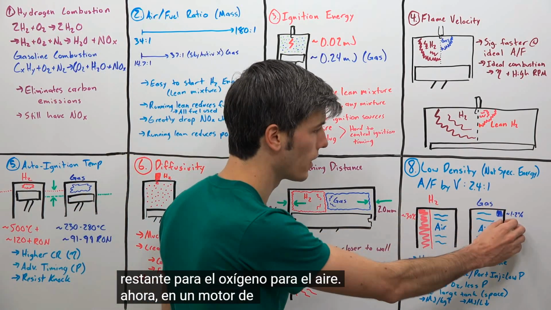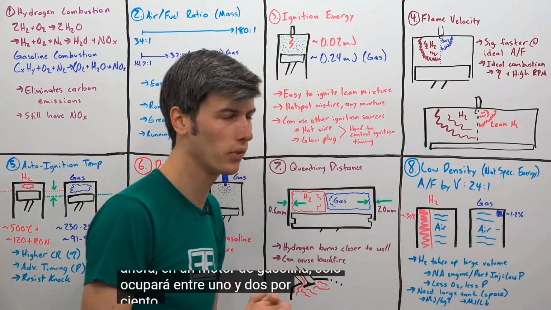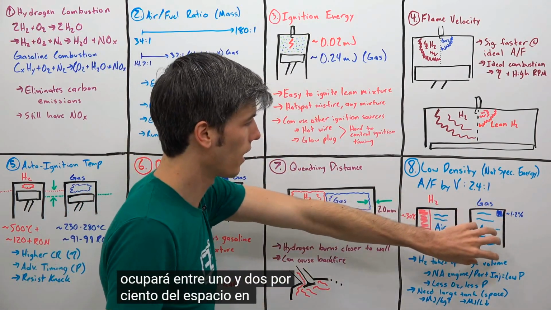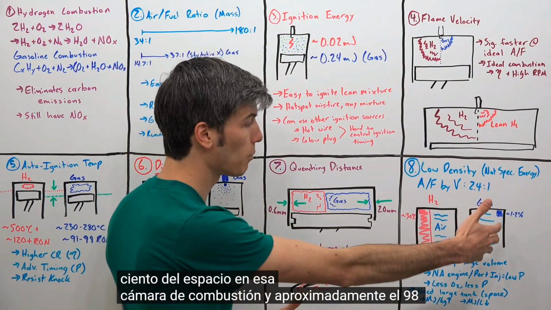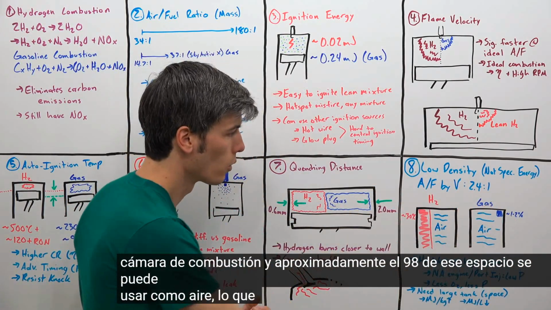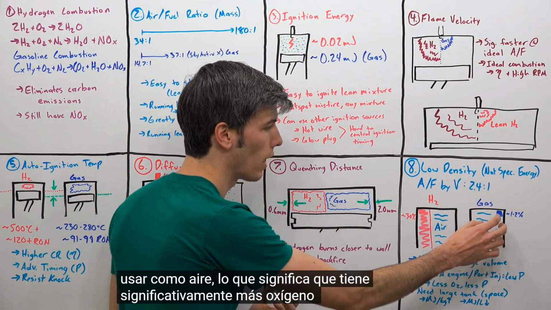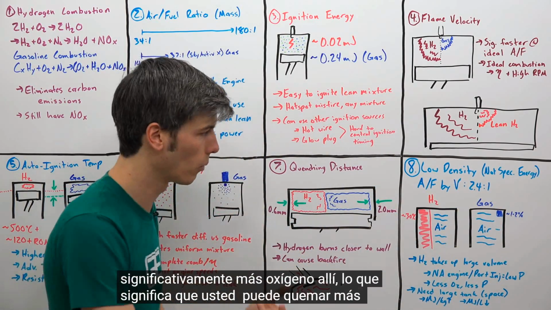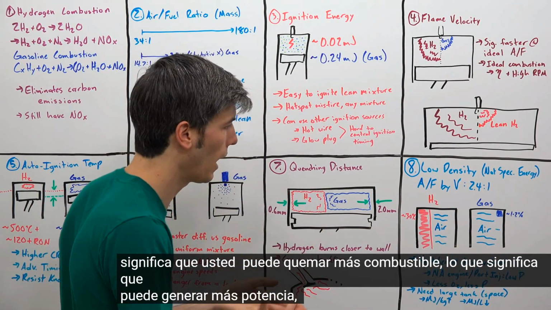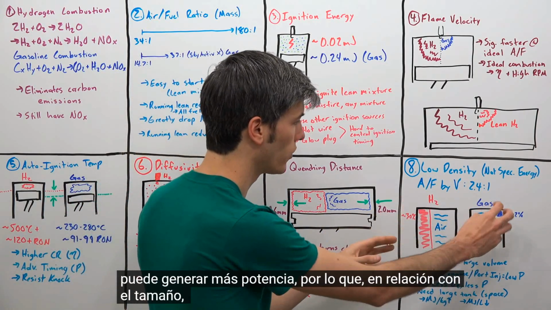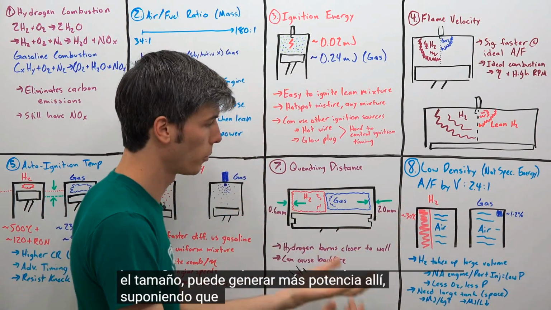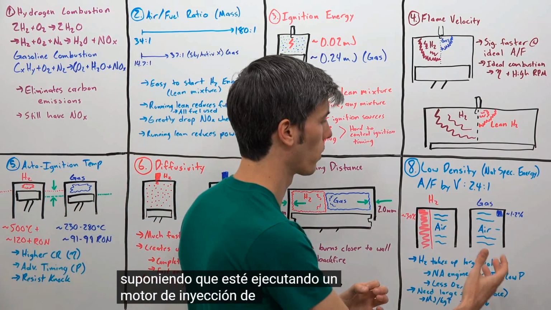Now, in a gasoline engine, you're only going to take up about 1 to 2% of the space in that combustion chamber, and about 98% of that space can be used as air, which means you've got significantly more oxygen in there, which means you can burn more fuel, which means you can make more power. So relative to the size, you can make more power there, assuming you're running a naturally aspirated port-injected engine.